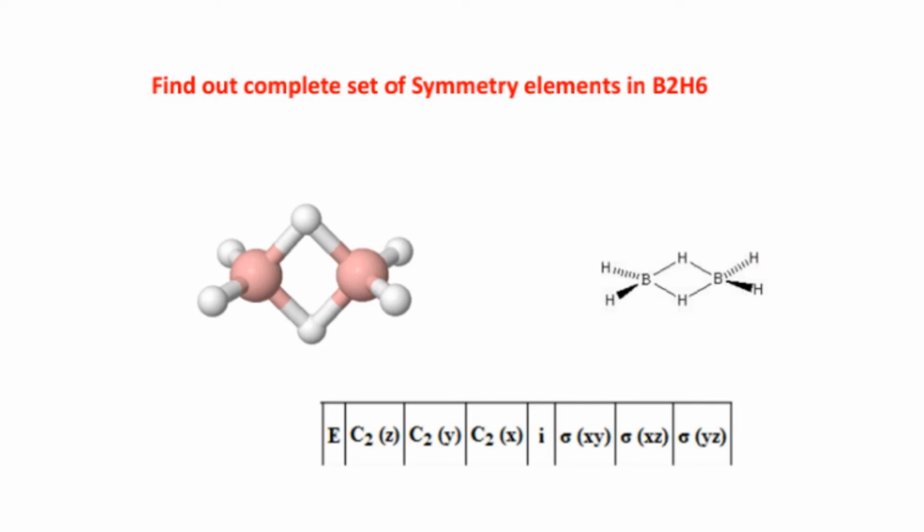Here we can see this is the x-axis and this is the y-axis, and this will be the z-axis because it is towards the observer. And here sigma xy, sigma yz, and sigma xz are present in this molecule.